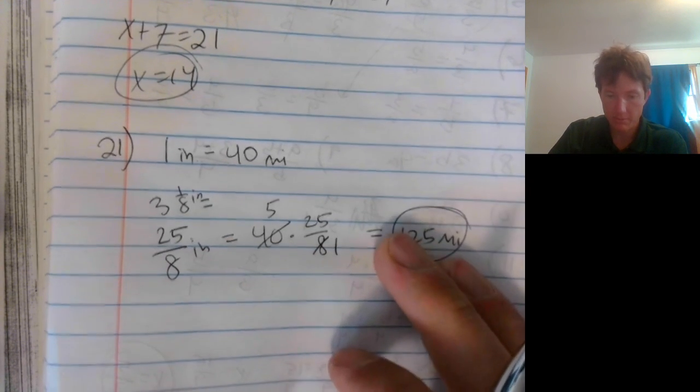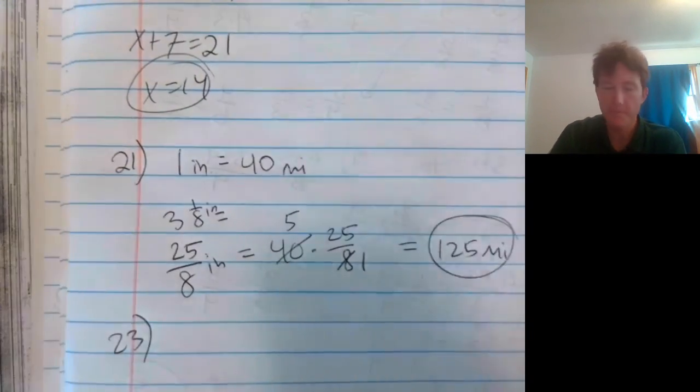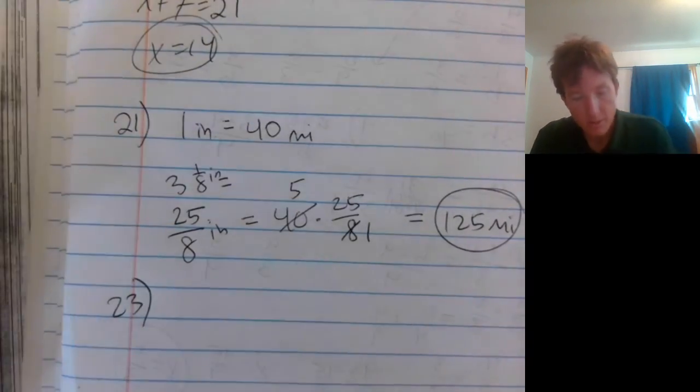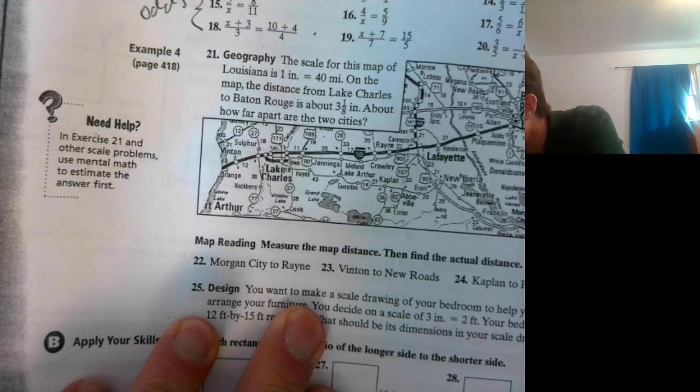Map reading. Measure the distance, then find the actual distance. Okay, let's look at number 23. So you're supposed to use a ruler for these. We're doing Vinton to New Roads. I don't have a ruler on me, so I'm just going to approximate.